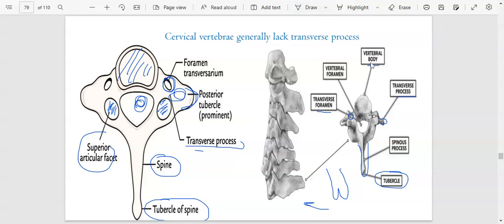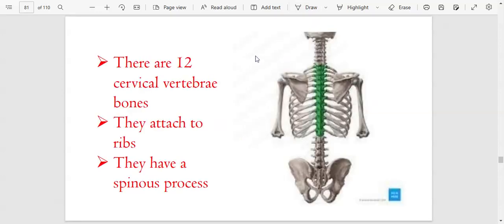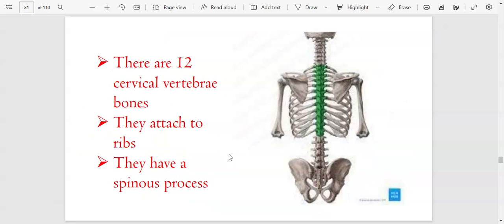All right, so this is on the cervical vertebrae. Let's look at the thoracic vertebrae, which are found in the chest region. Right, so for these, we know that they are 12 in number. They're the ones which get to attach to ribs, and they always have a spinous process. So generally, cervical vertebrae bones lack a transverse process. They lack that process generally, right? But when you come to these, they are always going to have a spinous process. They always have it.